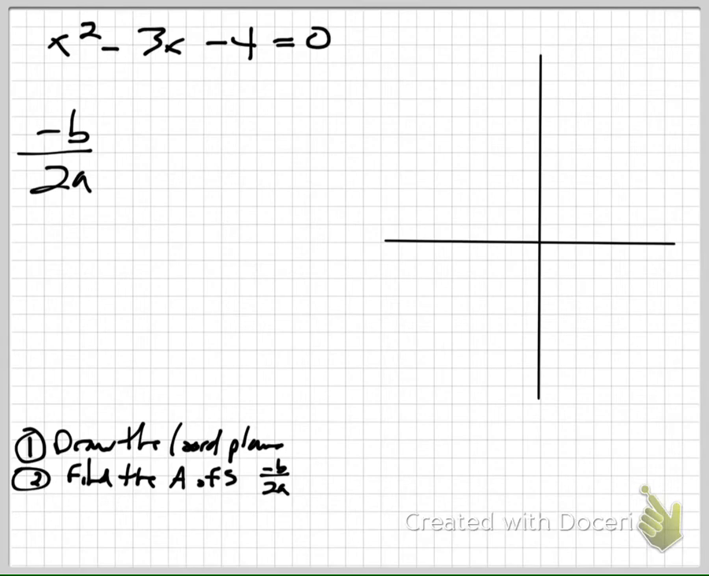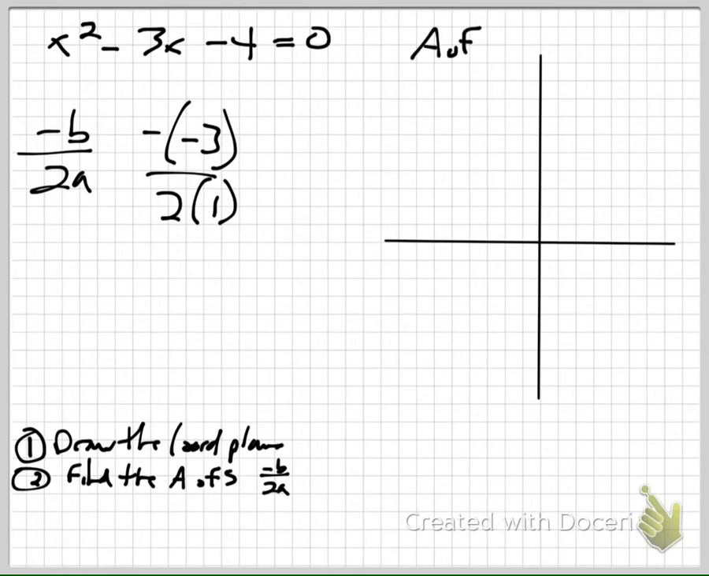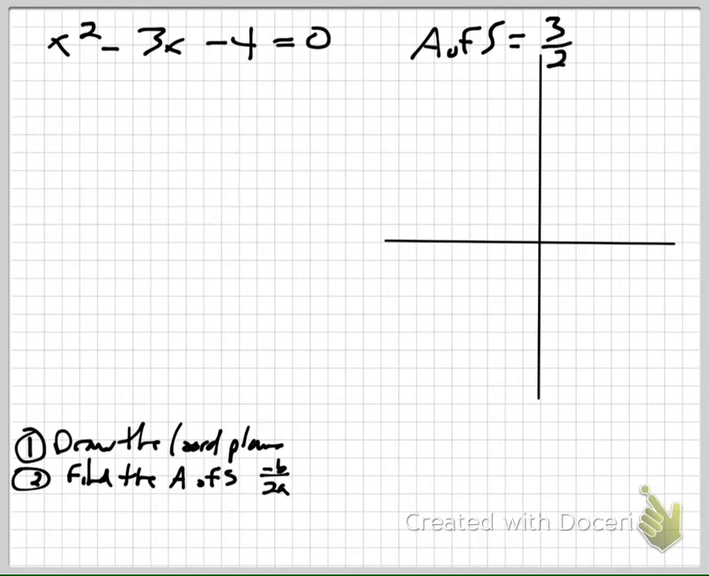Minus b over 2a: minus negative 3, negative 3 over 2 times 1. There's a 1 there. What is negative 3 over 2 times 1? It's a positive 3 halves. So the axis of symmetry is 3 halves. Okay, we can erase all this now. It's sitting there on 1.5.